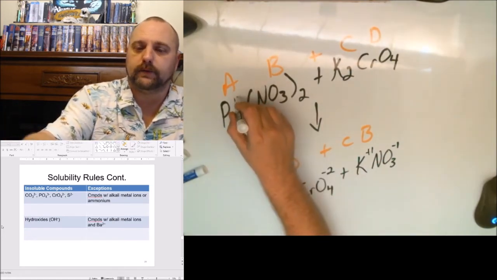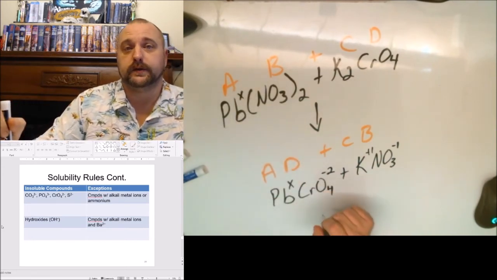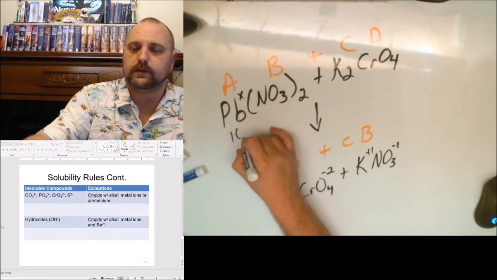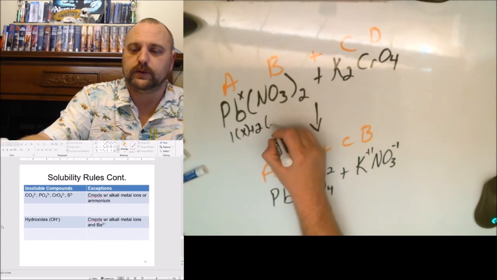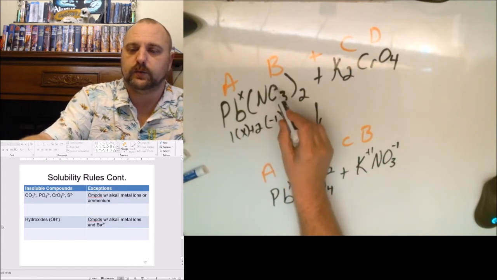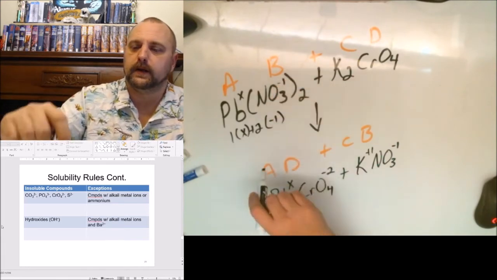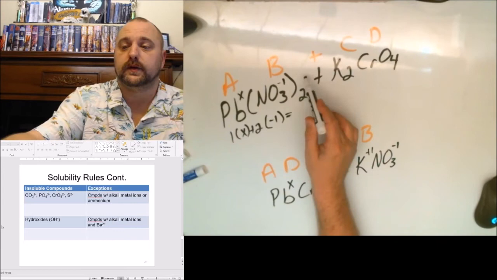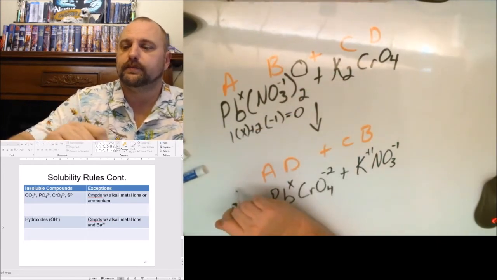And so if I can figure out this charge, it'll be the same because this is a double displacement. So I've got 1 lead here plus 2 nitrates. Each nitrate is a -1. That's where that -1 came from. Alright, and the total charge, I don't see one. It would be there if I had it, and so this is equal to 0.